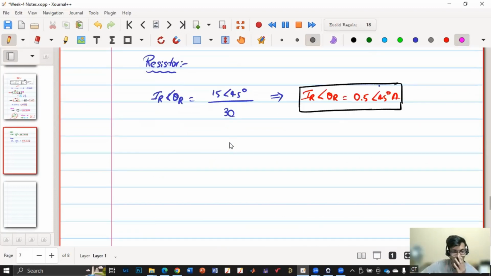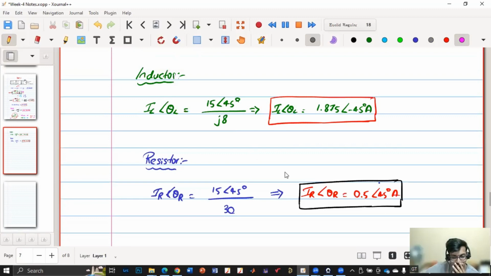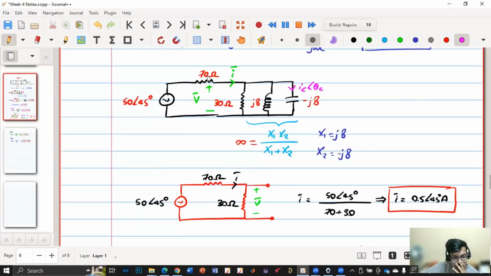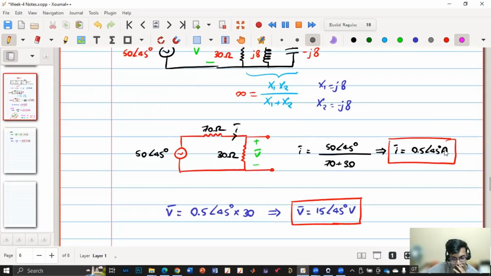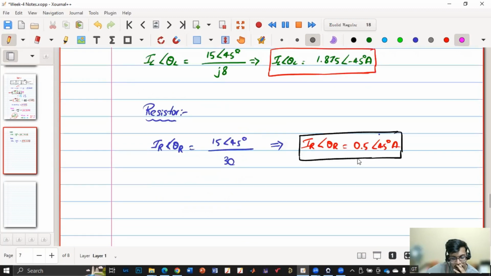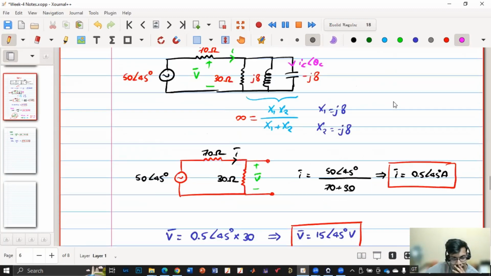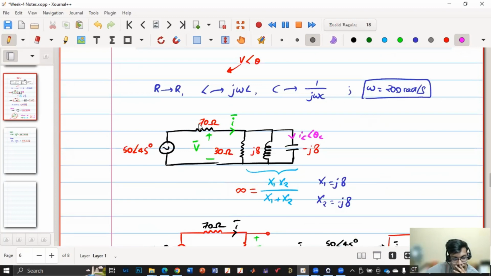Okay, so before we proceed further, I have one question for all of you. Here I have calculated the current through 70 ohm, which I got as 0.5 angle 45 degrees, and IR I have calculated as 0.5 angle 45 degrees. So I can understand that whatever current is flowing through 70, it is completely flowing through this 30 ohm. But current is also flowing in these two, right? So how can the current flowing through 70 fully flow in 30 ohm?